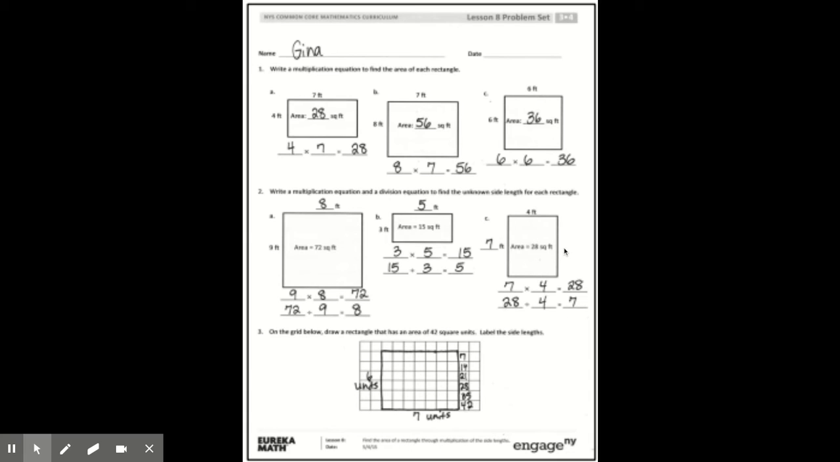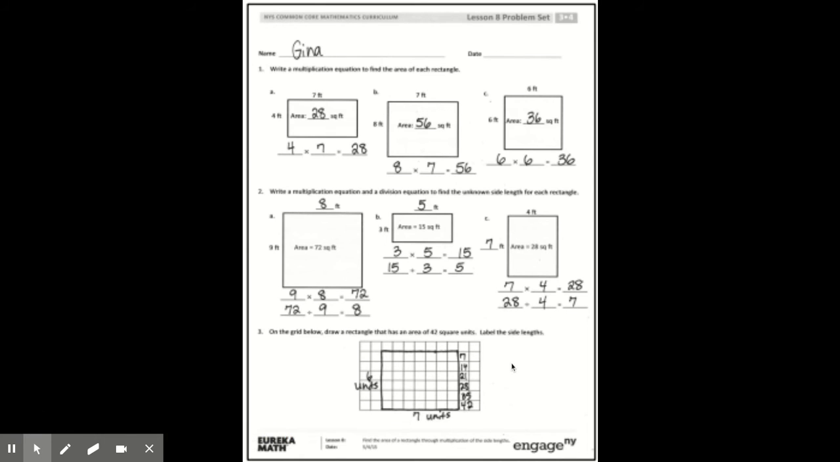And then if we go to part C, we know that we have 4 feet up here and an area of 28 square feet. So we're looking for this answer. So what times 4 equals 28? And the answer is 7. And then when we make that into a division problem, our product from our multiplication comes to the front. So 28 divided by 4 equals 7. You could have also had 28 divided by 7 equals 4.